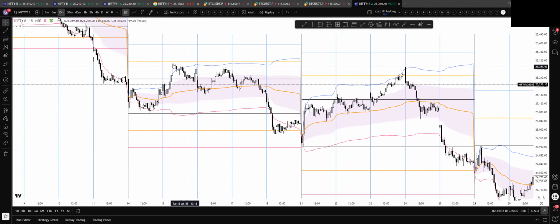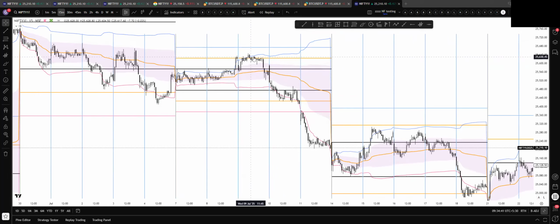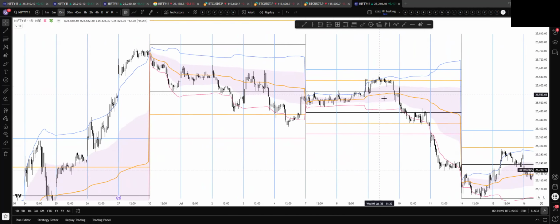So likewise, same thing: rejection around this point, took a short, target the VWAP. Again, same thing, again and again. Again, rejection around this point, target the VWAP, or in this region, a lot of liquidity. So it depends on where you're going to target, but for the safe side, the VWAP is the safe target.